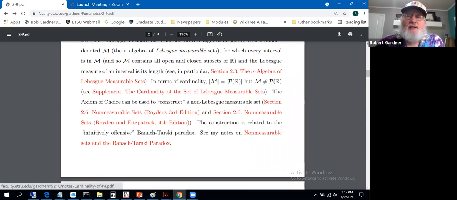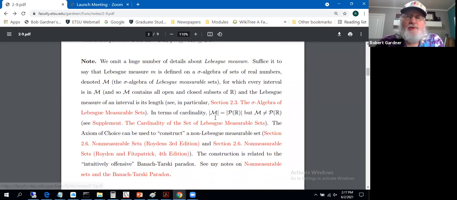In terms of cardinality, the cardinality of the collection calligraphy M of Lebesgue measurable sets equals the cardinality of the power set of the reals. So that tells you there's a bunch of these sets. There are as many, in a cardinality sense, of these Lebesgue measurable sets as there are sets of real numbers. There couldn't be any more than that because they are sets of real numbers. But a funny behavior about infinite sets, we can have two infinite sets of the same cardinality. Of course, that doesn't mean the sets are the same.